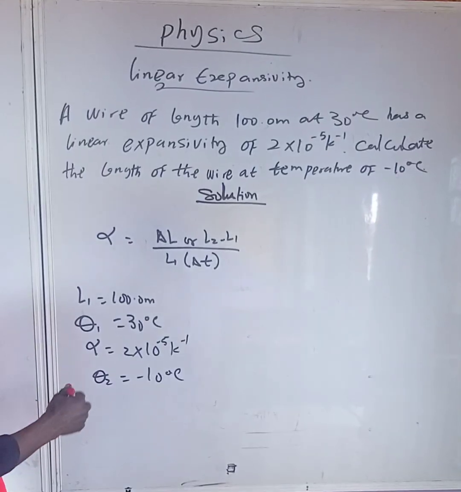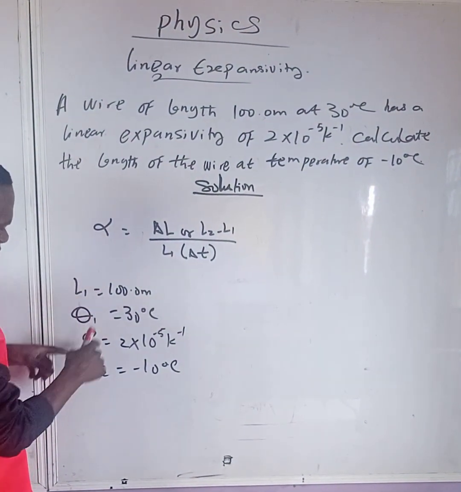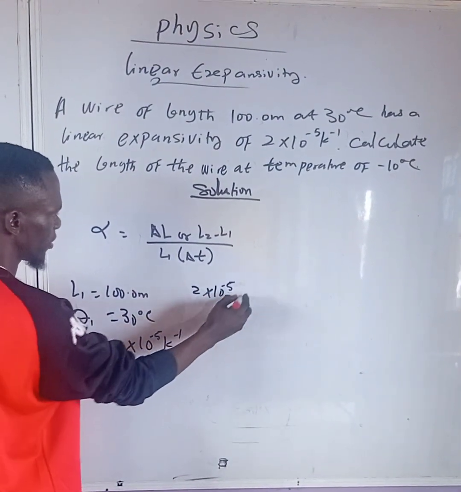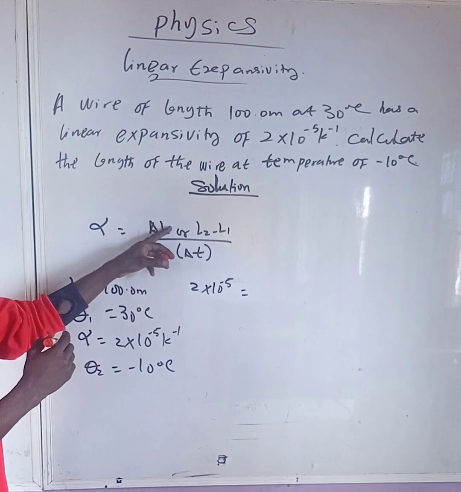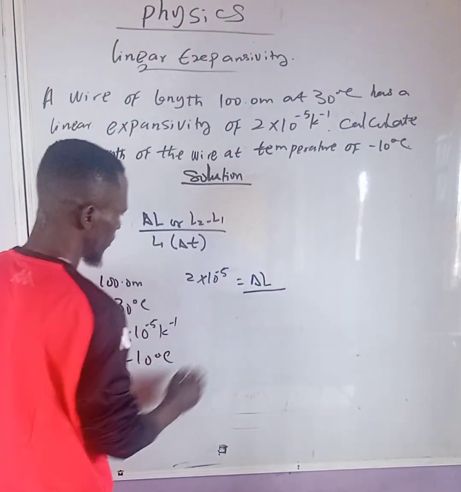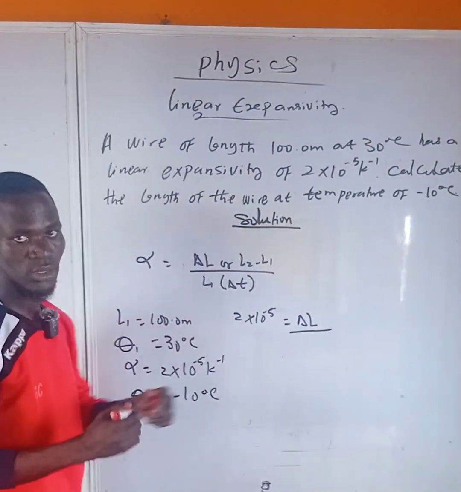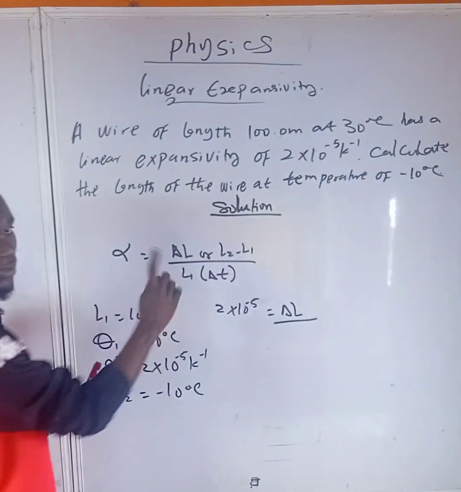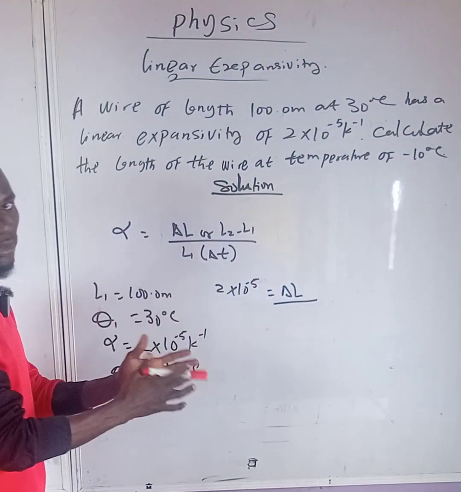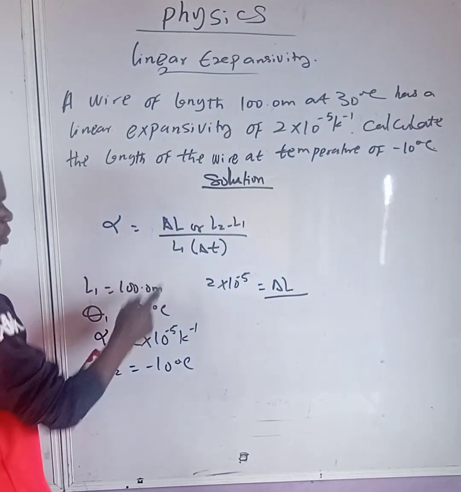So let's quickly write the formula. Let's focus on this formula now. The linear expansivity is given as 2 times 10 raised to the power minus 5, then equals, let's say we are not given the length, let's take the change in length as unknown, over. The reason I make this one unknown is because L2 is not given. We're only given L1. So I just assume that it is unknown. Then all over L1.